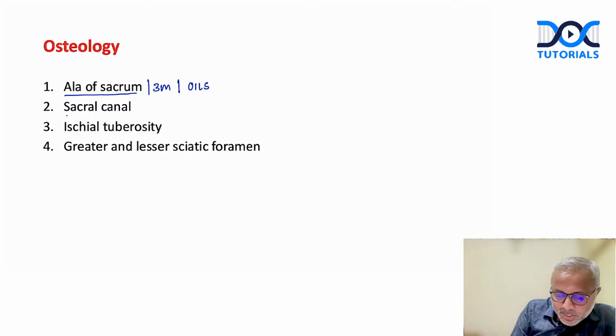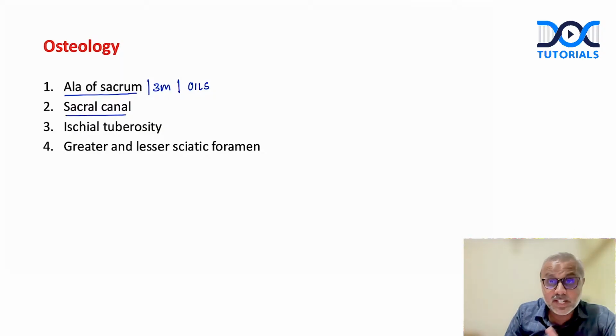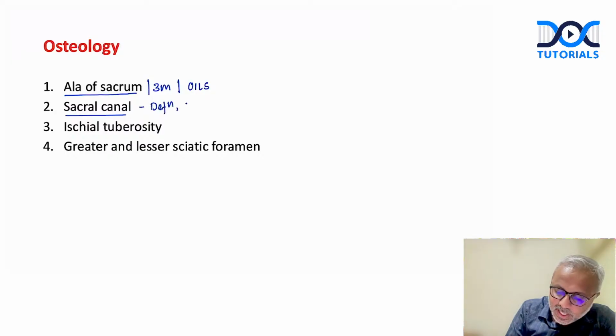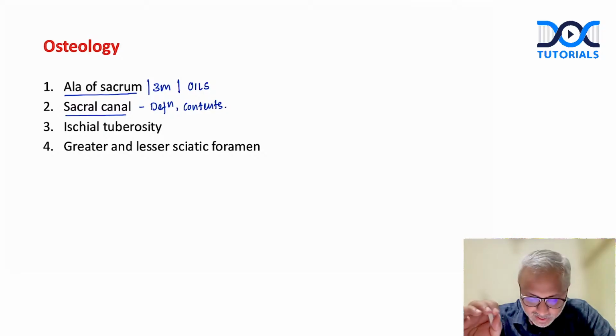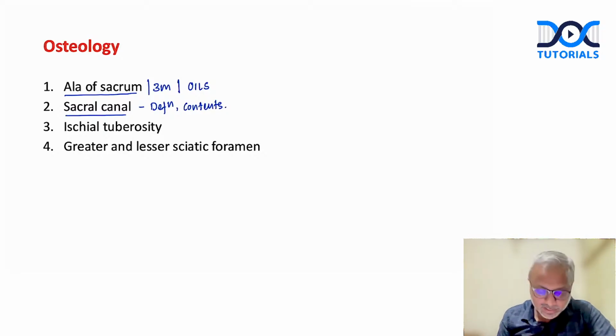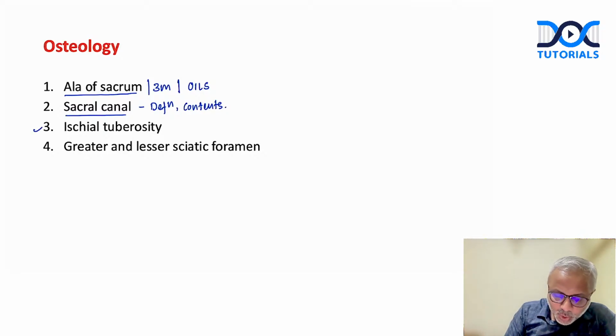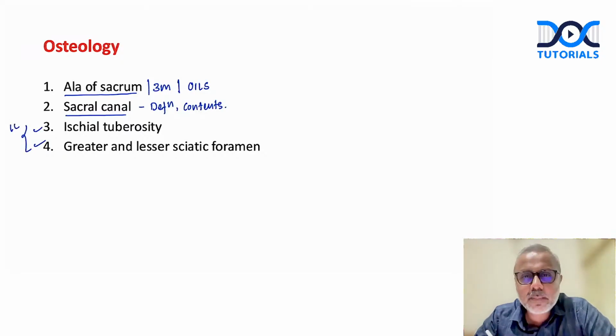Then, what is the sacral canal and its contents? You need to define what the sacral canal is, and you need to list the contents present in the sacral canal. This is one important question that we get from the sacrum. These two questions can be part of the lower limb paper. Again, in most of the universities, abdomen, pelvis, and lower limb actually come in one single paper.